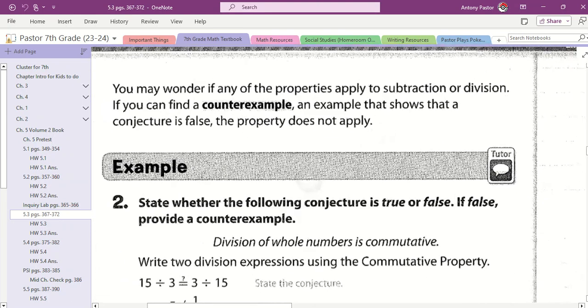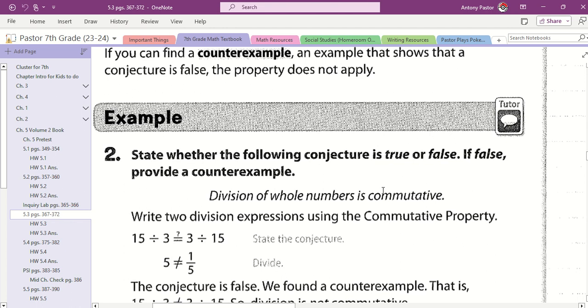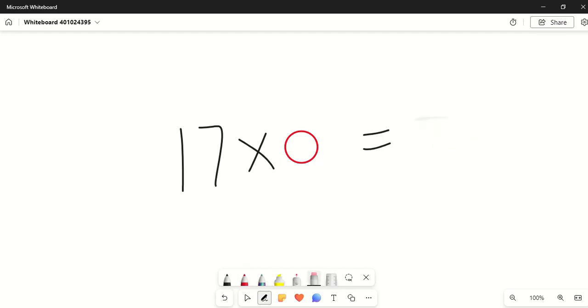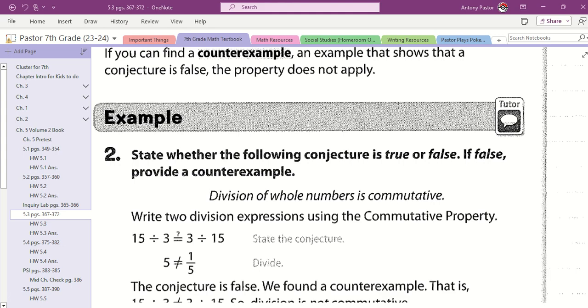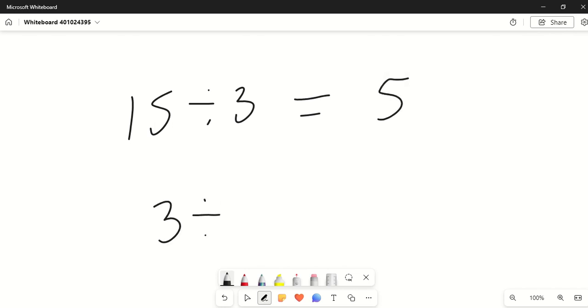Our last vocab term for the lesson is counterexample. So if we state that a property is something and it's wrong, for example, division of whole numbers is commutative, meaning the way in which we divide does not matter. Their example is that 15 divided by 3, which is 5 by the way, is the same thing as 3 divided by 15, which does not equal 5. It actually equals 3 over 15.